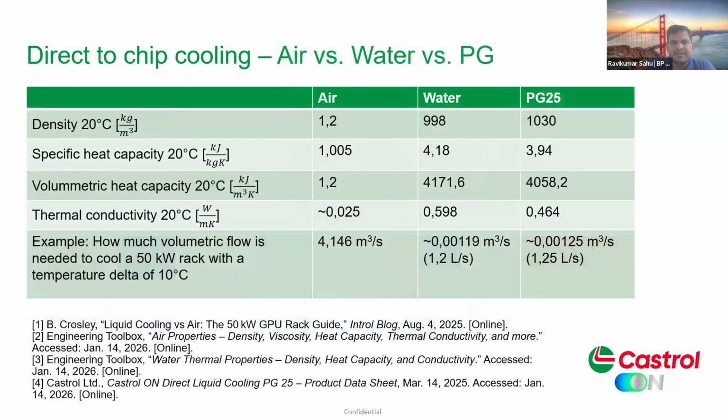If you see, this is the basic difference between air, water, and PG25. This slide shows why we have to move to water. Just see the last thing: for a 50 kilowatt rack, we require this much air quantity to be supplied, and for this much air quantity, a huge system is required for airflow. But when it comes to water, it's just 1.2 liters per second.